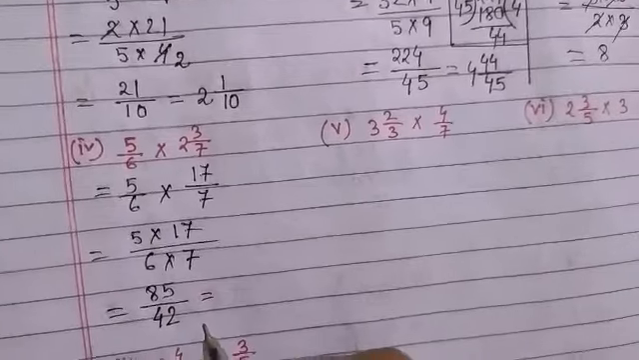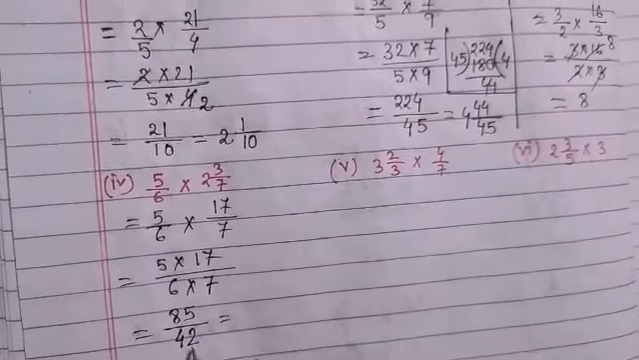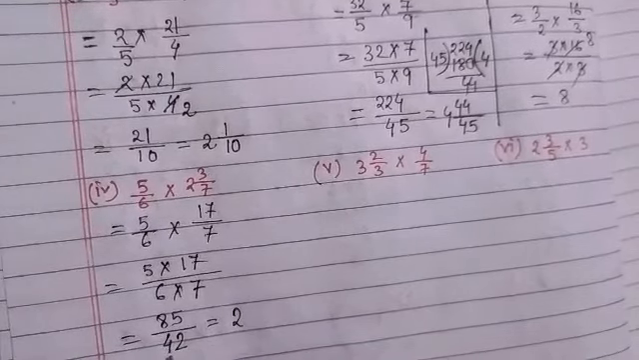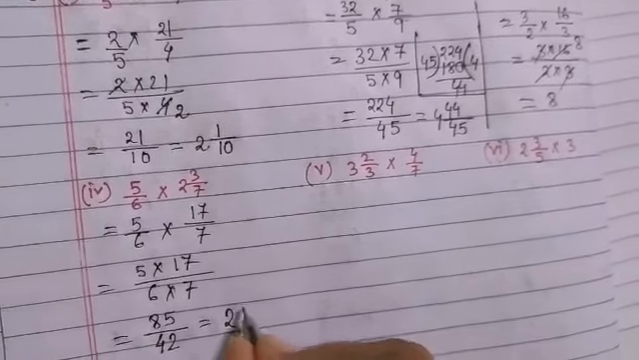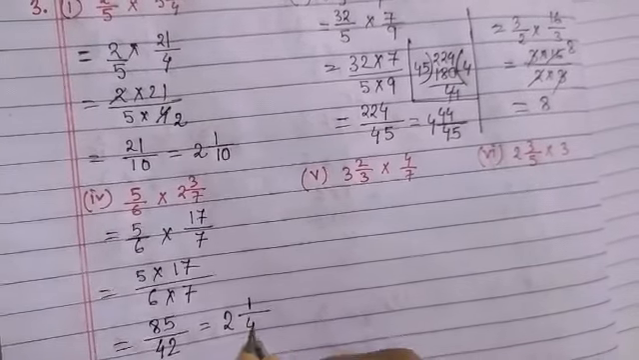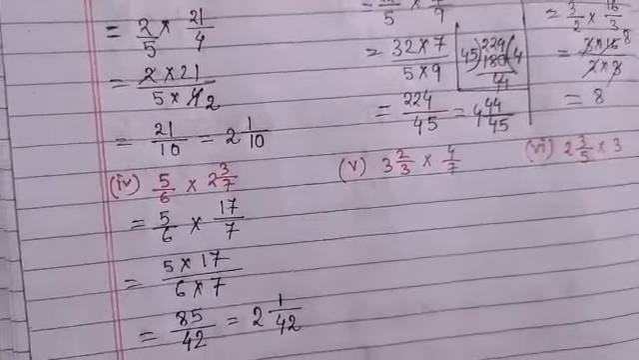It should also be converted into a mixed fraction. By 2 we can divide it. 2 2s are 4, 4 2s are 8, that means 84. So 85 minus 84, that means 1 by 42.